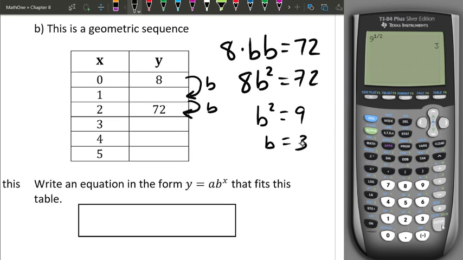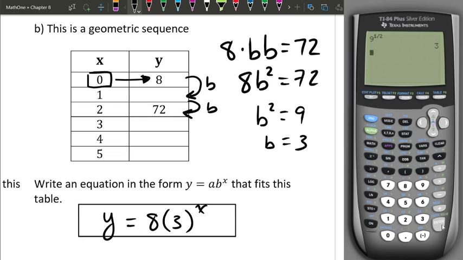Now, what's beautiful is because we are provided again with x is 0, we know that this is our 0th term, right? So I've got my 0th term is 8, my multiplier is 3, so the equation is y equals ab to the x power. A, my 0th term, is 8, my multiplier b is 3, and then to the x power. So that's my equation there.